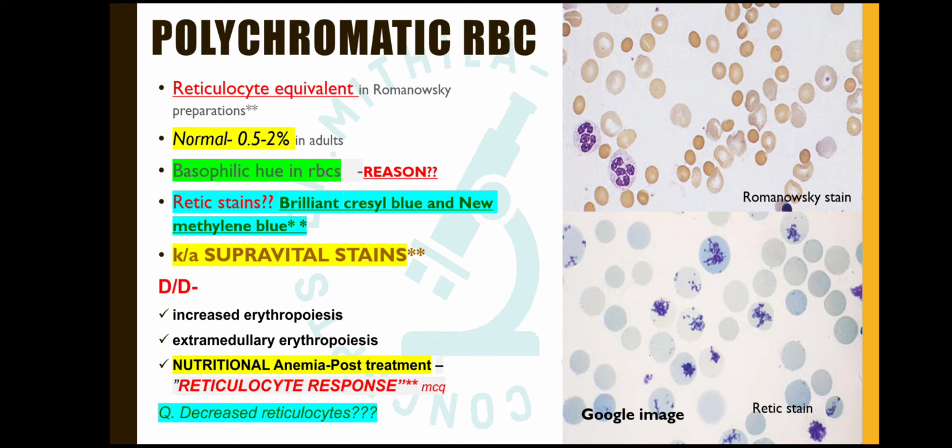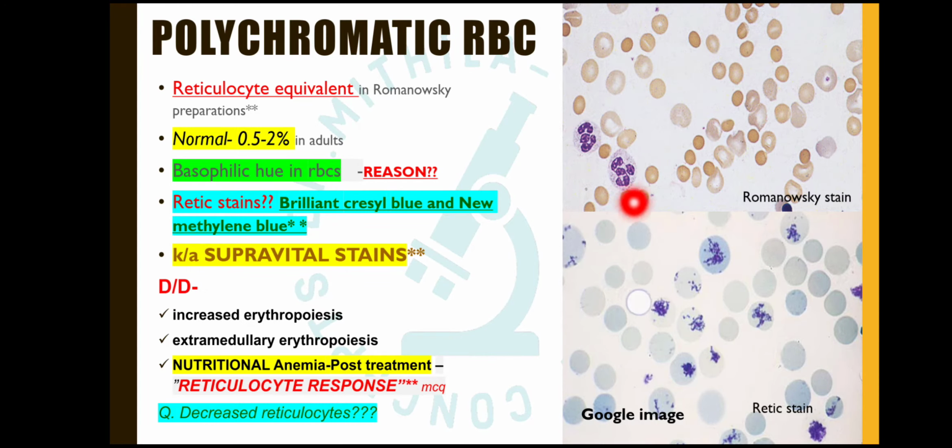They remain in the blood circulation for 2 days. They contain ribosomes and RNA, which are removed by the spleen, and then they change into mature RBCs. The normal percentage is 0.5 to 2% in an adult.